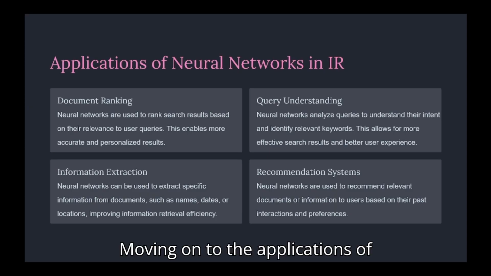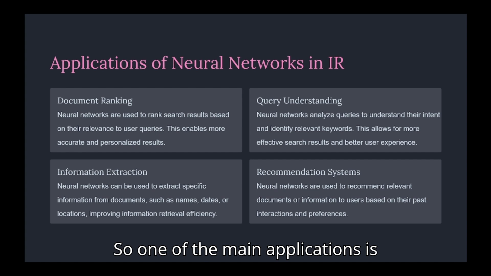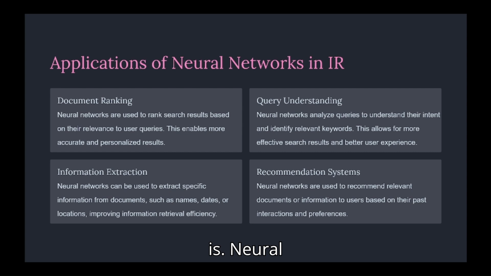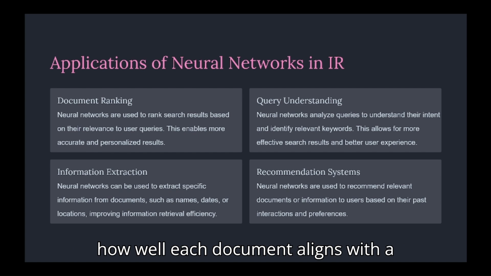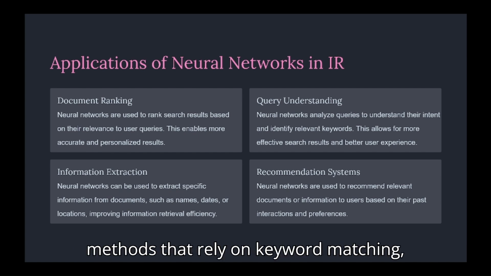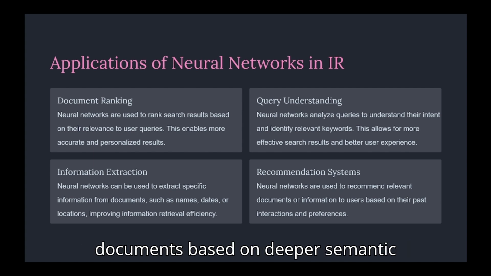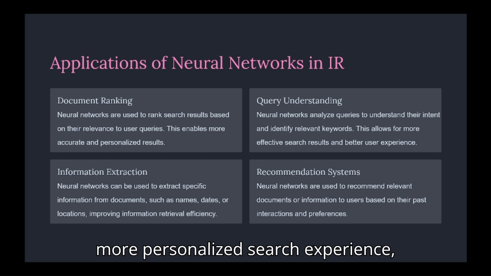Moving on to the applications of neural networks in IR. So one of the main applications is document ranking. The first application is, neural networks help rank documents by analyzing how well each document aligns with a user's query. Unlike traditional ranking methods that rely on keyword matching, neural models can assess the relevance of documents based on deeper semantic features, which ultimately leads to a more personalized search experience.